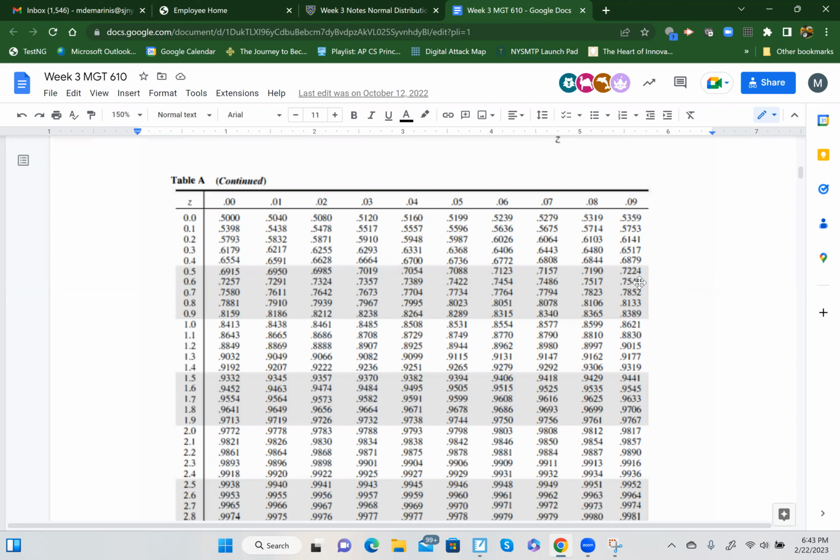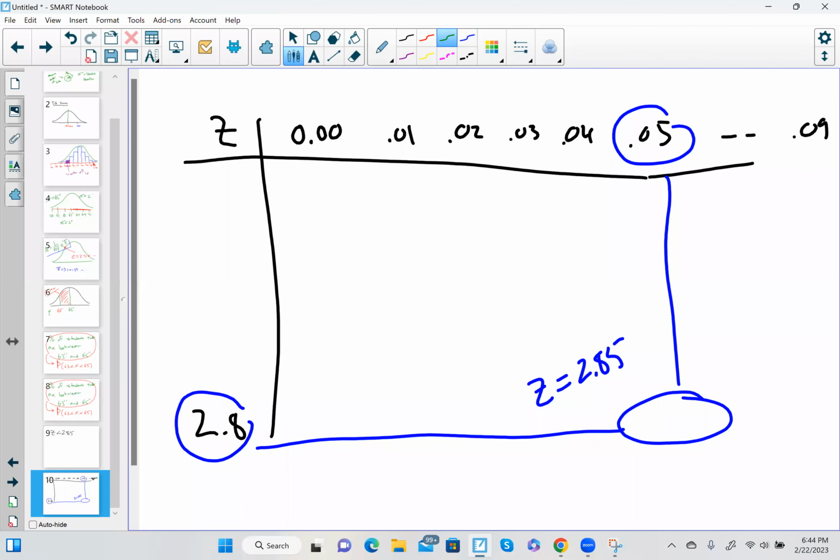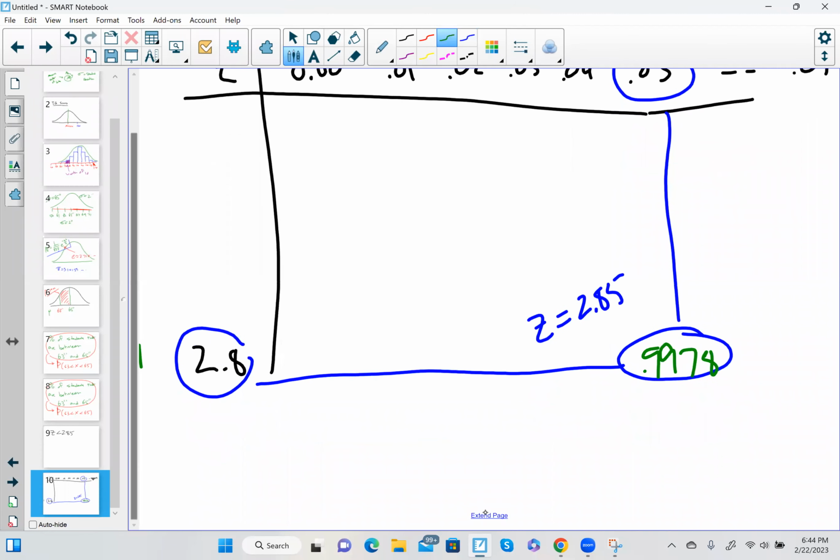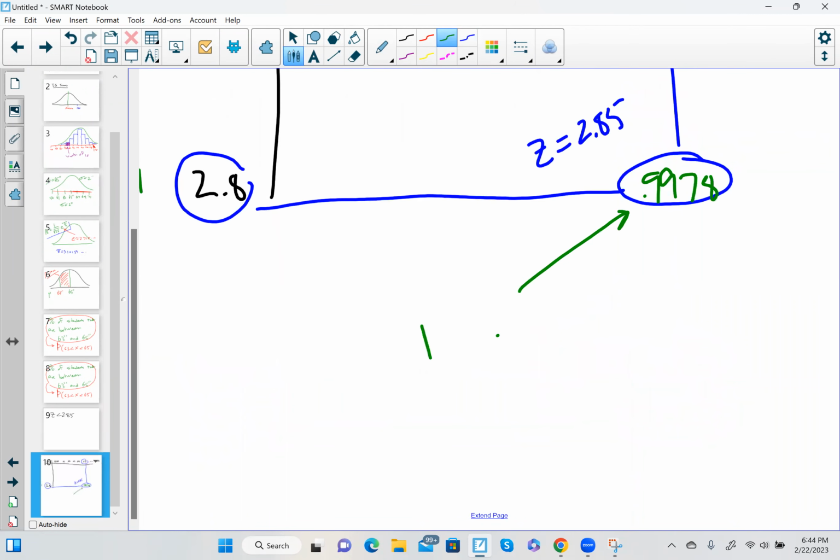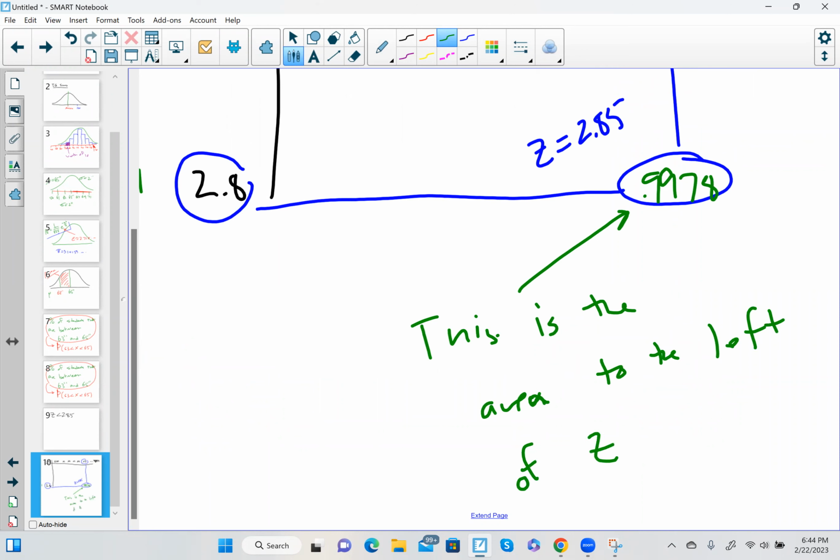I think that's what it is, right? 0.9978 is what goes with it. So that's the number I'm seeing in the table. And here's what you need to know. This number is the area to the left of Z equals 2.85, right? We had solved the problem: Z was less than 2.85. That's what we had done.